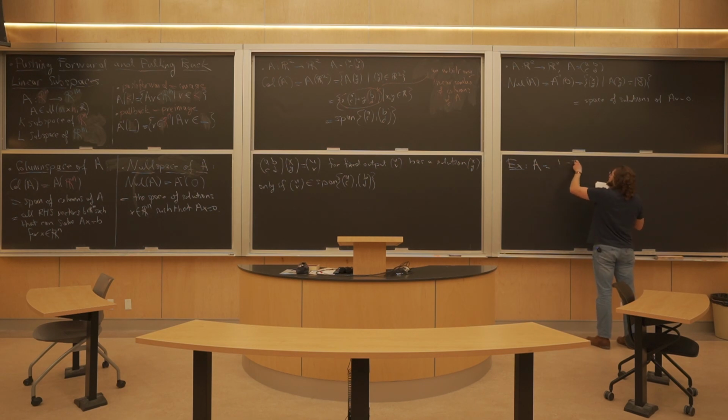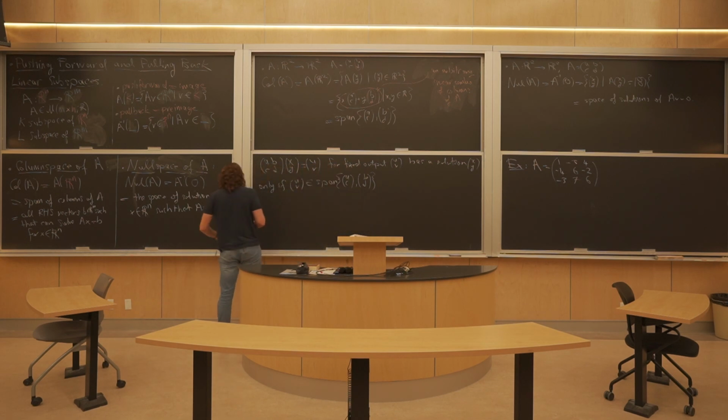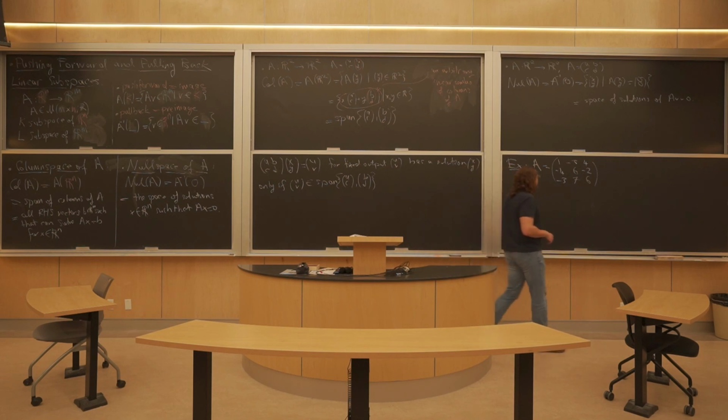So 1, minus 3, 4, minus 4, 6, minus 2, minus 3, 7, 6. This is a 3 by 3 matrix. So it has a 3-dimensional input and 3-dimensional output. Okay. Of course, the question is, what is the column space and what is the null space?